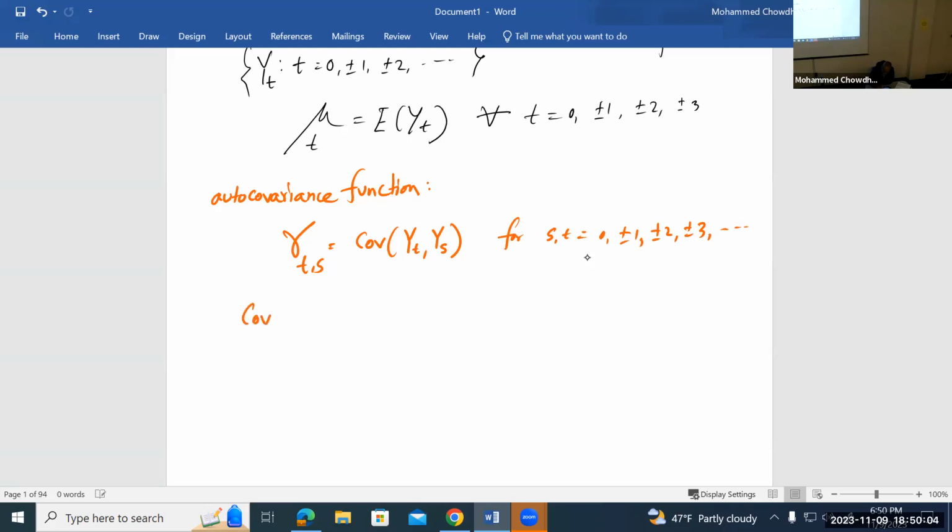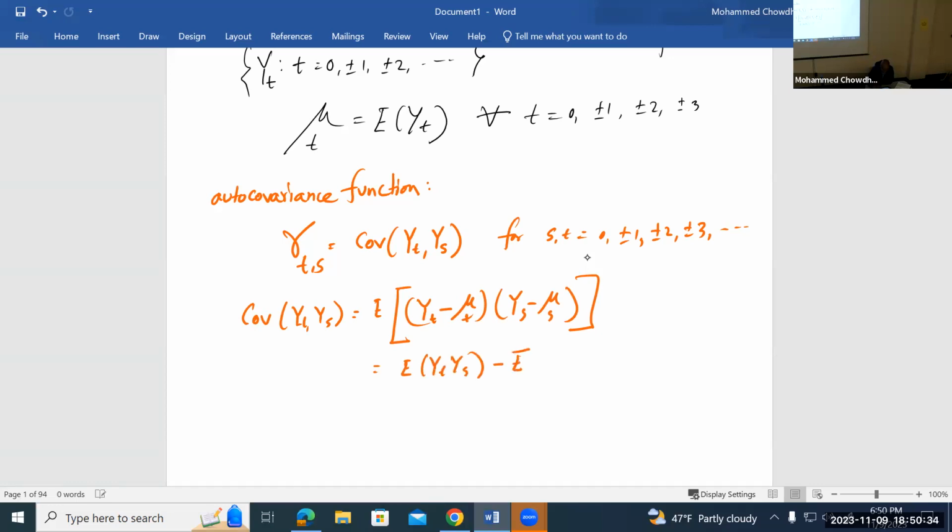Now if I want to write it in this format, yt and ys, then it is written as the expected value of (yt minus mu t) times (ys minus mu s). If the multiplication is conducted, then we get the expected value of yt ys minus the product of mu s and mu t. This is what we can get.